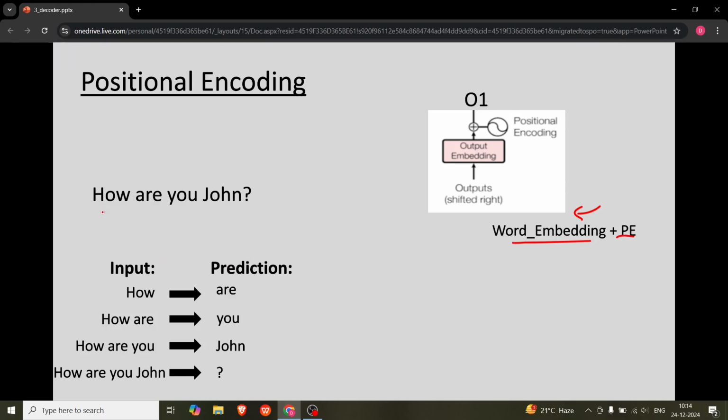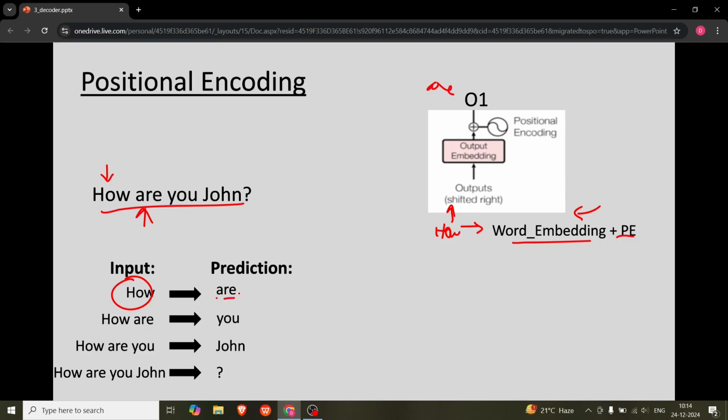You are supposed to predict: how are you John. So at the first time step, you will only give the word how. The way you give it is by using word embedding and positional encoding. This is what I meant. You gave the first word as input. What is the prediction? The second word. So you are supposed to predict the word are over here.